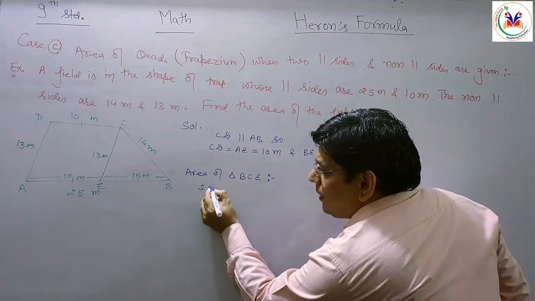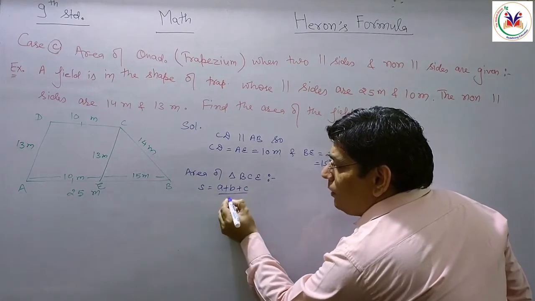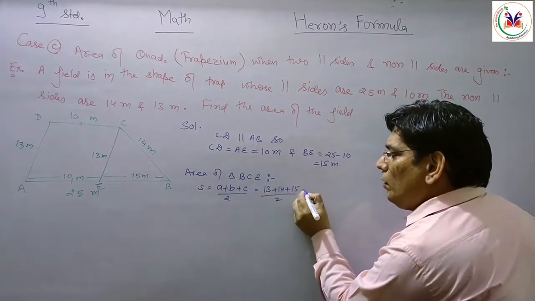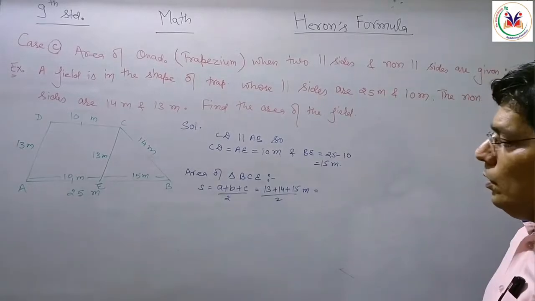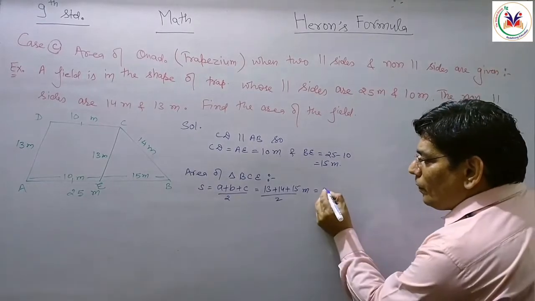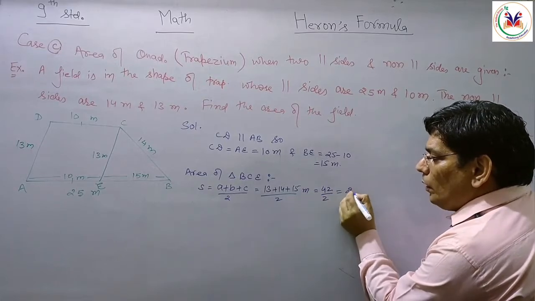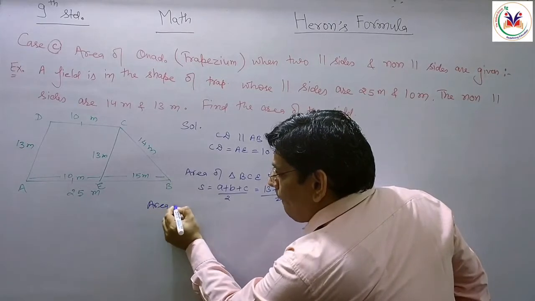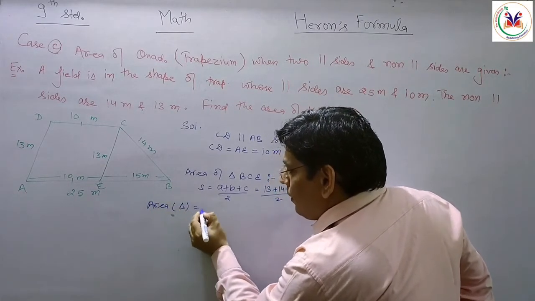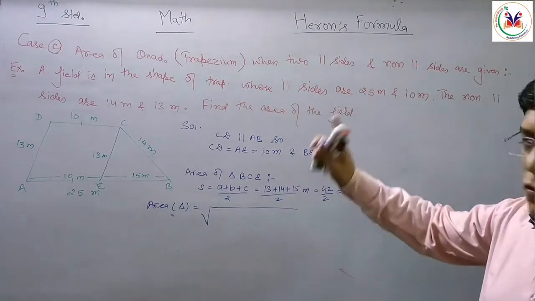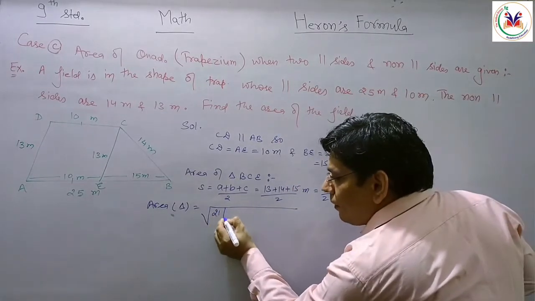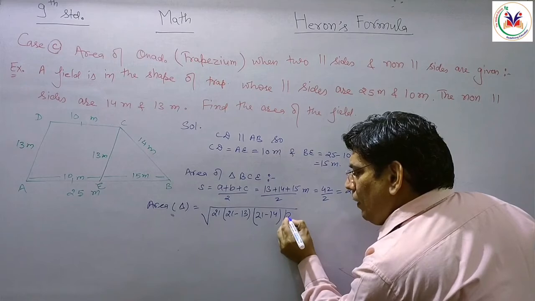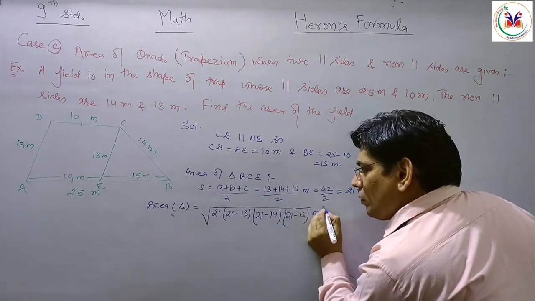Using Heron's formula, S equals (a plus b plus c) divided by 2. So in that situation, you have 13, 14, 15 divided by 2. So 13 plus 14, 27, plus 15, 42, divided by 2, 21 meter. Now area, or delta you can also say. See, I'm using Heron's formula directly: root of 21 into (21 minus 13), (21 minus 14) and (21 minus 15) meter square.